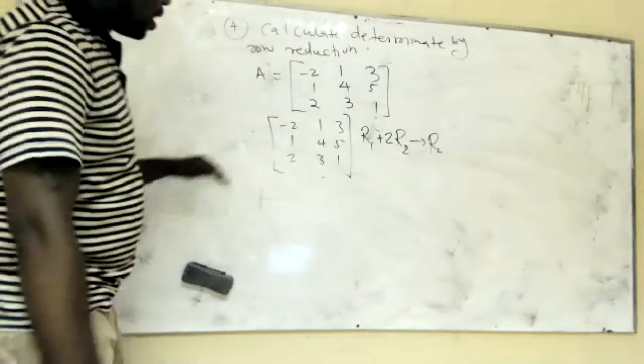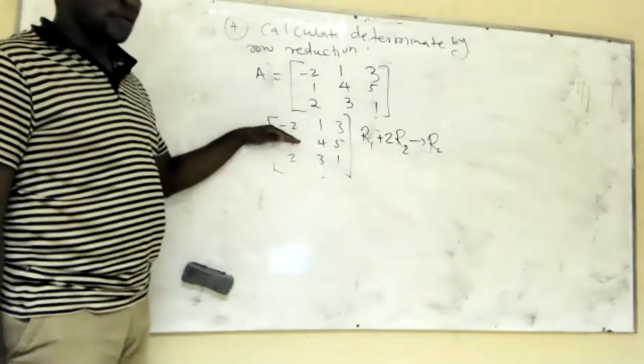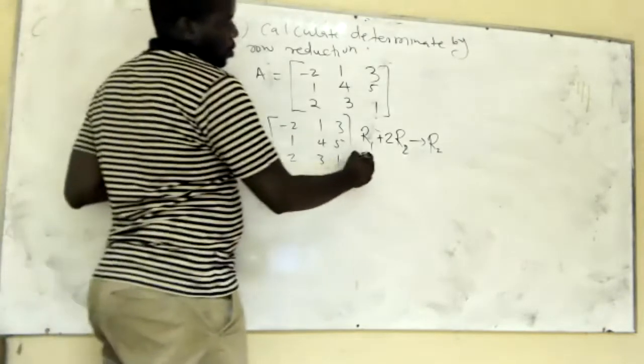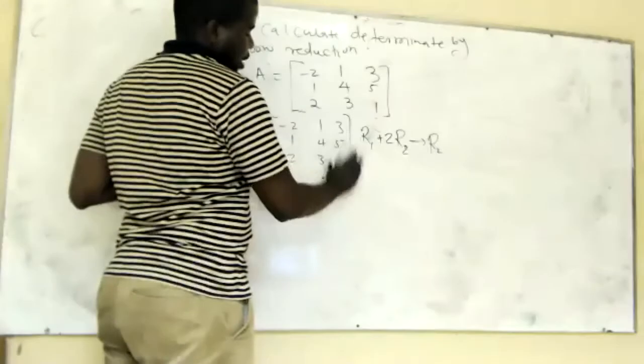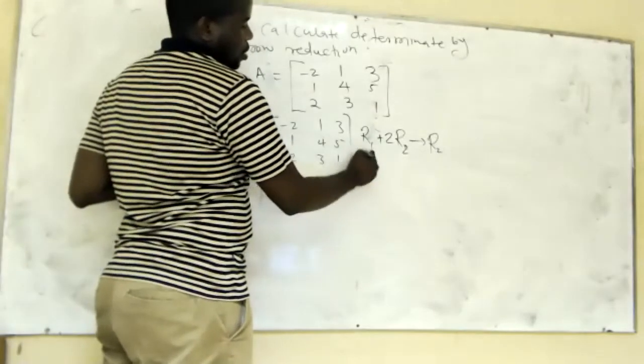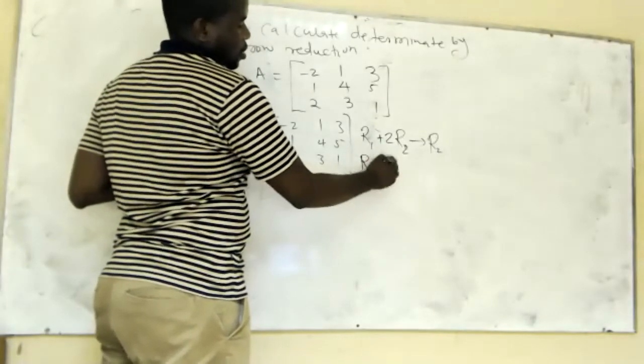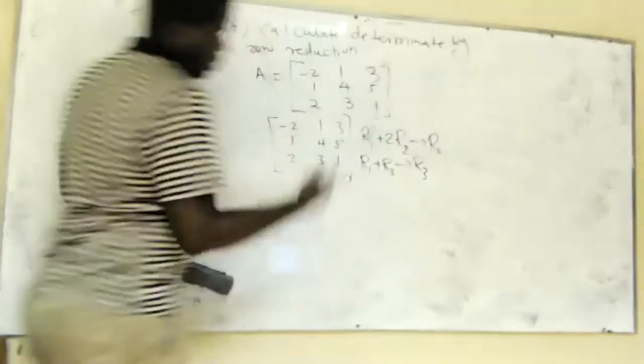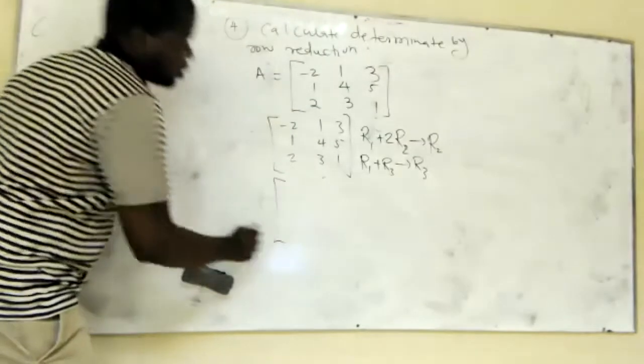So I was explaining that for the last row, we are going to have -2 R1 plus R3, which gives us R3, as simple as this. So let's quickly do that and see what we get.